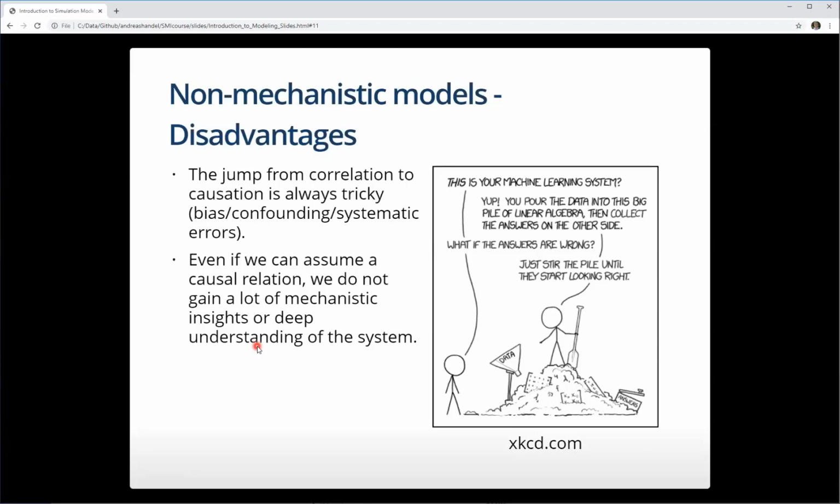And the other thing is, even if the causal relation is there, you don't really understand the mechanisms based on these models. You just see the data, the outcome and the predictor are linearly related, or there's a sigmoidal relationship, but you don't know, in terms of mechanism, how one maps to the other. So those are the disadvantages of those kinds of models.